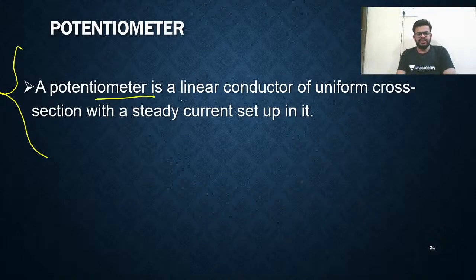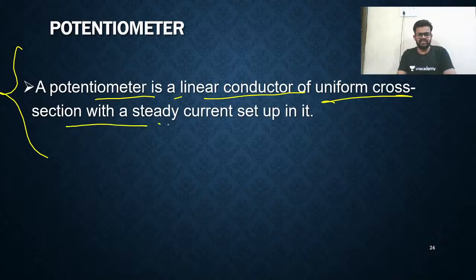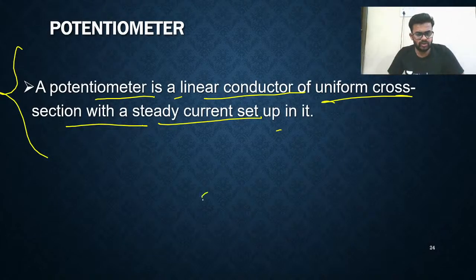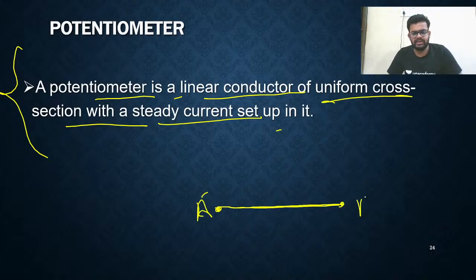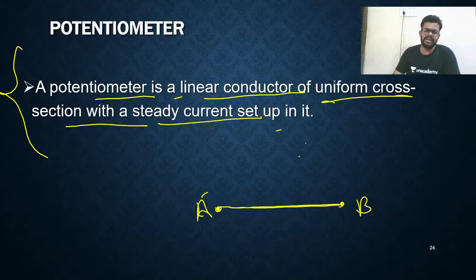A potentiometer is a linear conductor of uniform cross section with a steady current set up in it. We are going to start the potentiometer. What is a potentiometer? Listen, a potentiometer is just a conducting wire. Remember that. So I'll draw a wire. This is a wire, AB is the wire. It is a linear conductor of uniform cross section with a steady current set up in it.